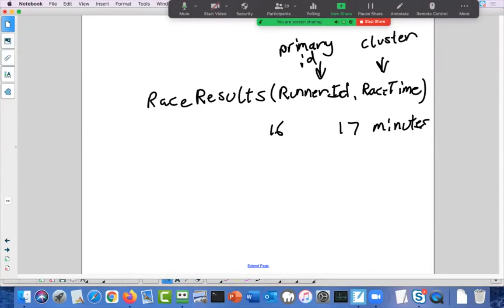So the B+ tree would actually be sorted on the race time rather than on the runner ID. That's an important thing to know: oftentimes when you use a B+ tree to organize or store a relation, you're not actually sorting it on the primary key, you're sorting it on a different attribute that's more likely to be involved in a range query.